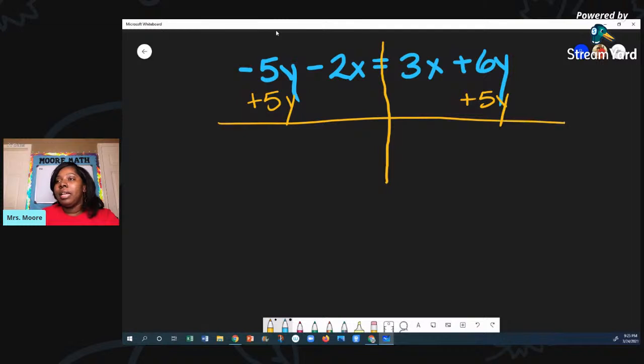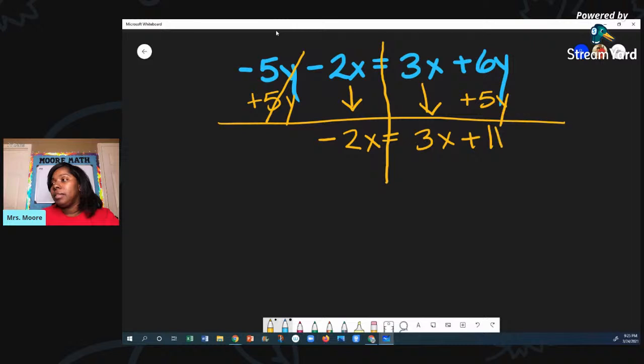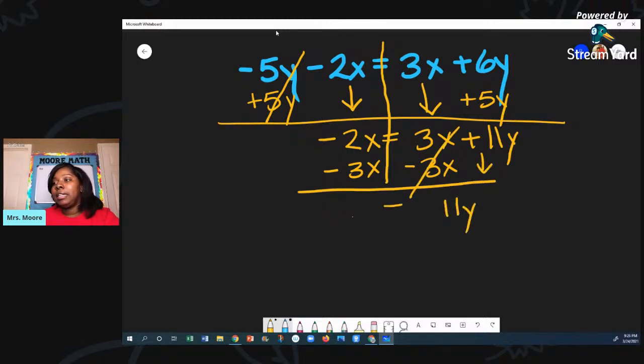Okay? Negative 5y plus 5y cancels out. I have a negative 2x equals 3x, and 6y plus 5y is 11y, right? Now, let's move all my x's over. Okay, how do I get rid of this 3x? Subtract 3x from both sides.